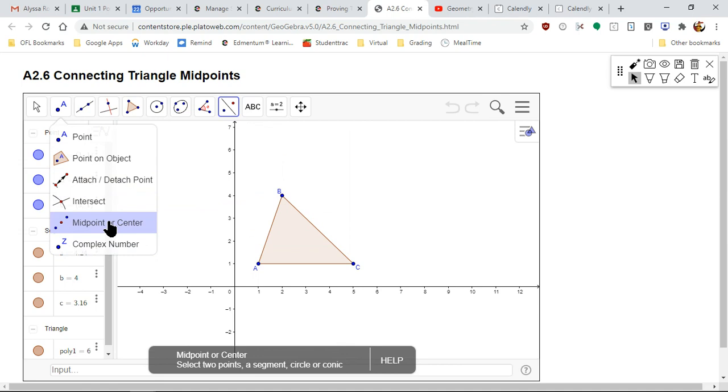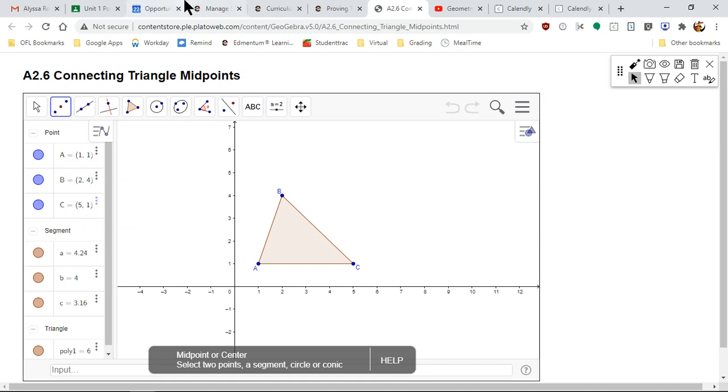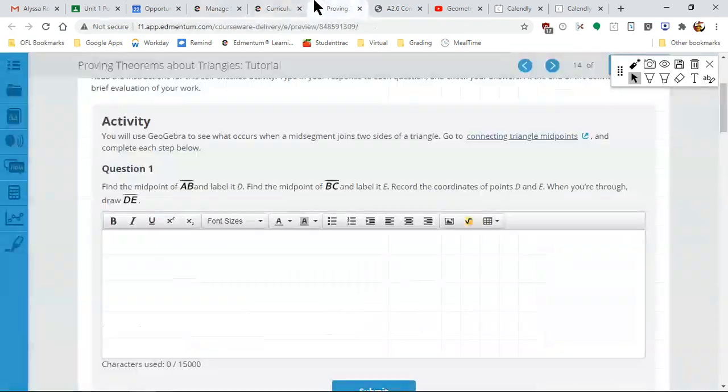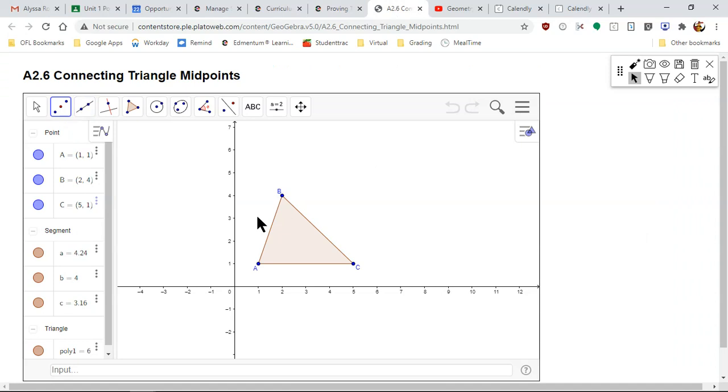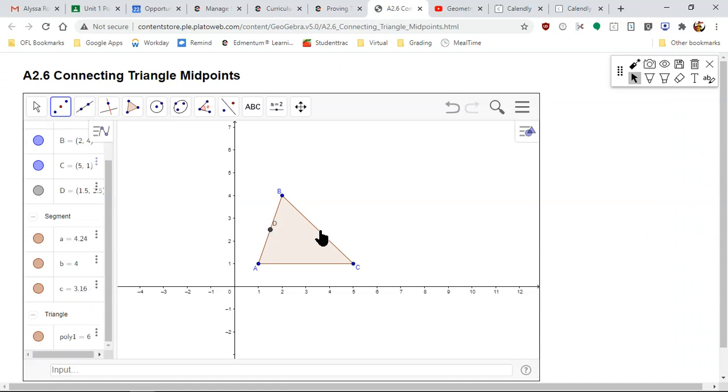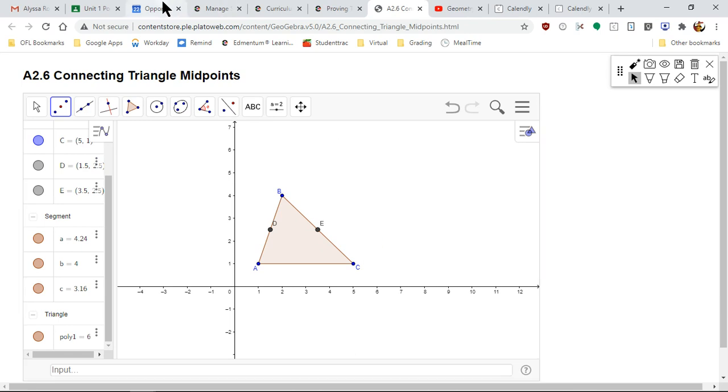There we go. Midpoint or center. So we're going to go to our point, click midpoint or center, and it wants us to find the midpoint of AB and the midpoint of BC. If you do it in order, it's automatically going to label it D and E. So don't worry about that part for right now. It'll tell you if you need to relabel something. So midpoint of this, midpoint of this, got them down.